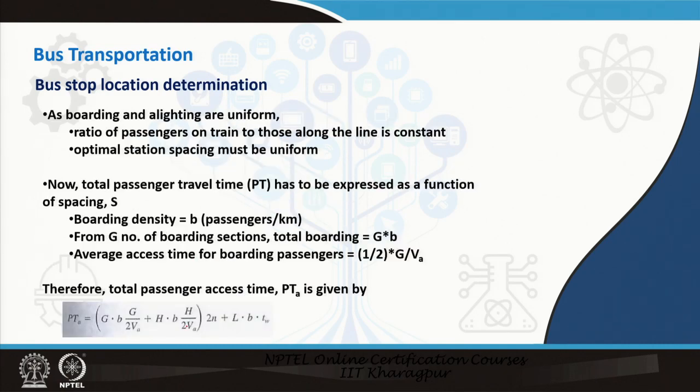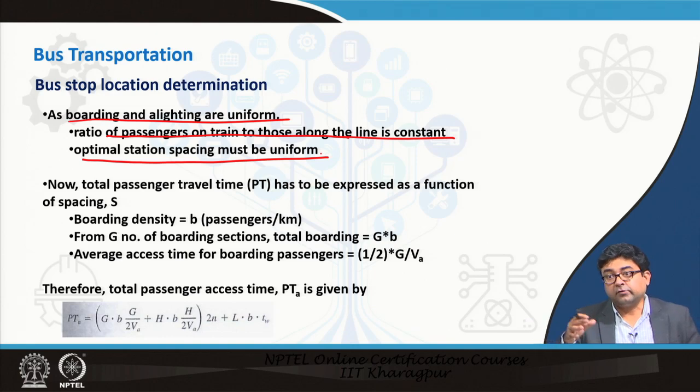If you assume that, and as boarding and alighting are uniform, the ratio of passengers on a train to those along the line, waiting on the platforms, is almost constant, and optimal station spacing must be uniform. So, the station spacing must be uniform. We are trying to calculate the station spacing, but in this case whatever station spacing we calculate would be uniform throughout the line. That is a very oversimplistic way of developing it, but at least you understand the elements in developing this spacing of the station.